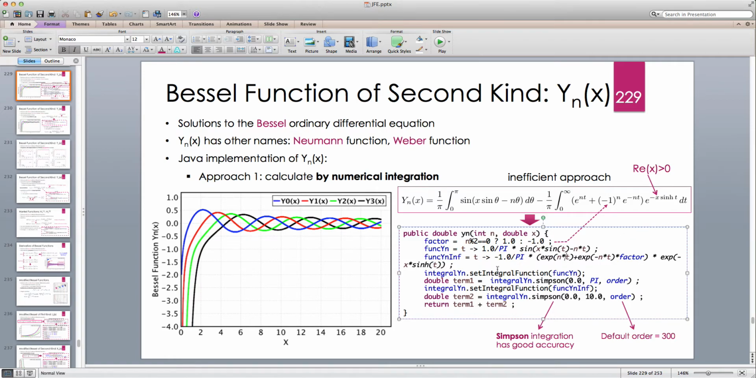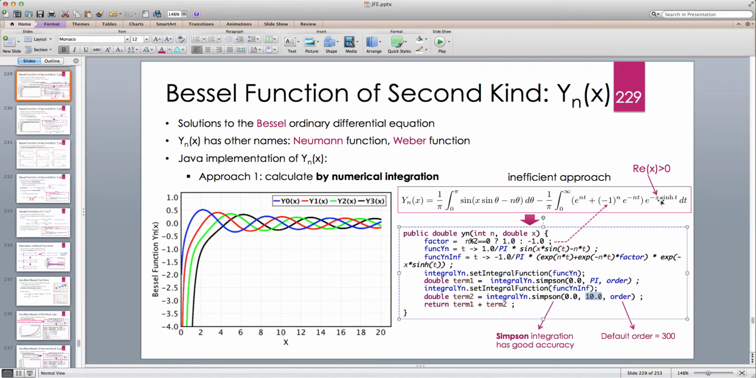Okay, and then we start by numerically calculating this integral. So integral yn, I use the integral function func yn, and then we can do Simpson from 0 to pi with some number of subintervals for discretization of the integral, which by default I set to 300. And then for the integral of func yn inf, this one, we go from 0 to some large number, and for stability reasons I just set it to 10.